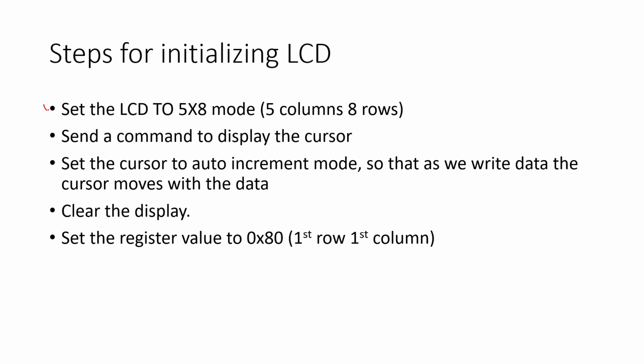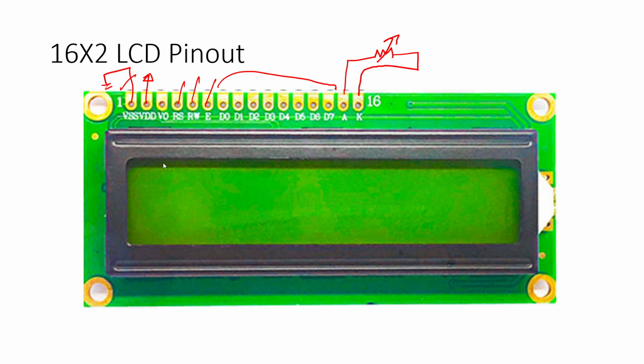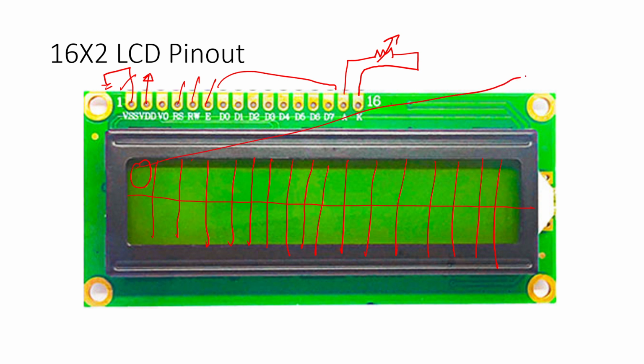So first we will set the LCD to 5x8 mode. What is 5x8? If you move to the previous slide, if this is an LCD, you'll have 16 columns. So this is how the LCD actually looks. If you consider this one cell in a magnified manner, what you will see is this. The characters you will be displaying are formed by joining the dots. So 5 rows into 8 columns. So this is how it looks.